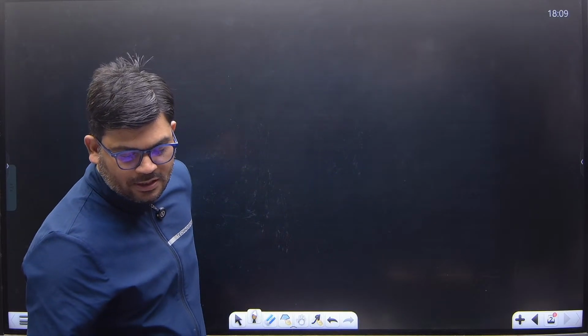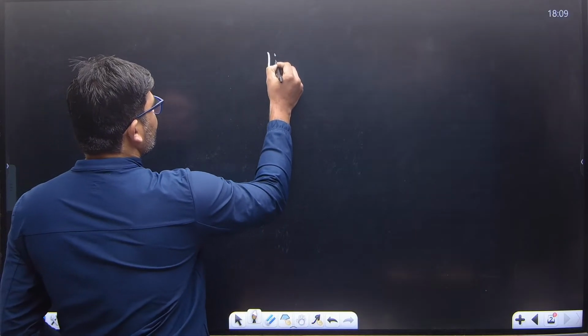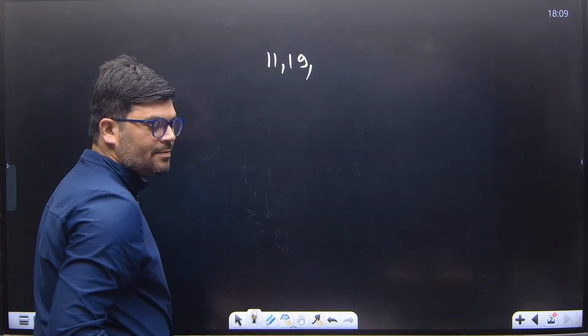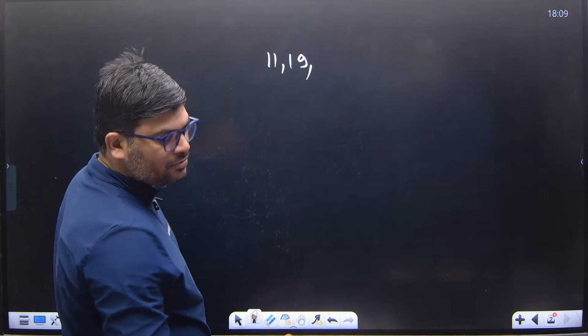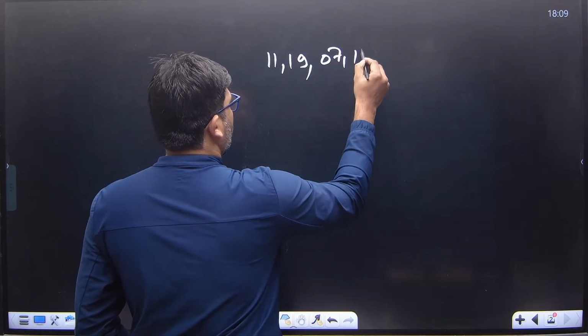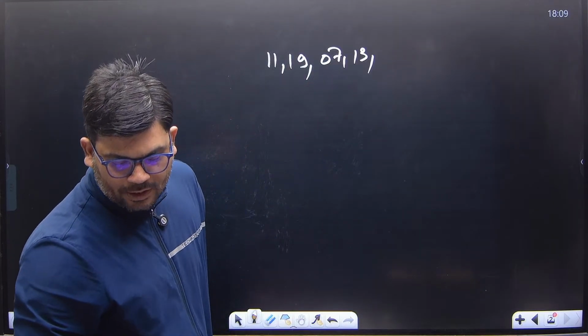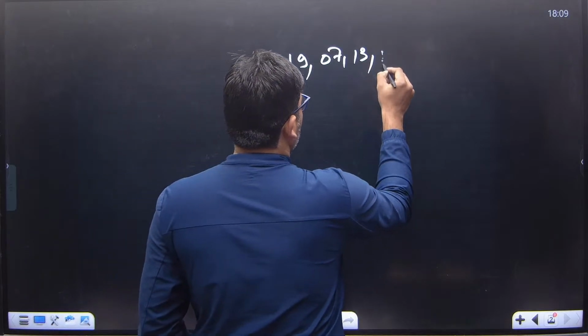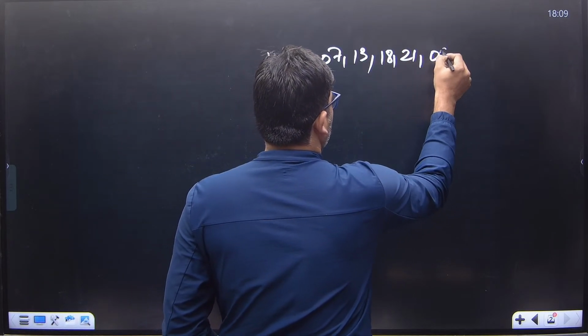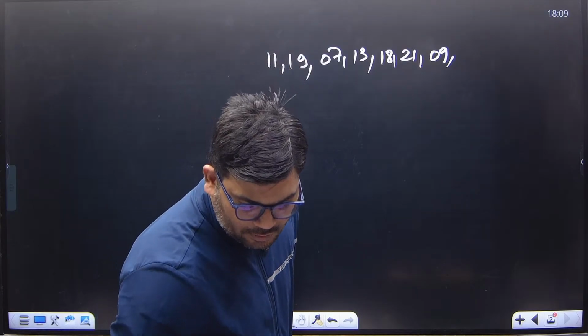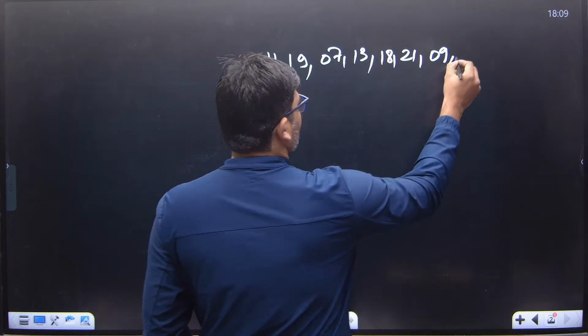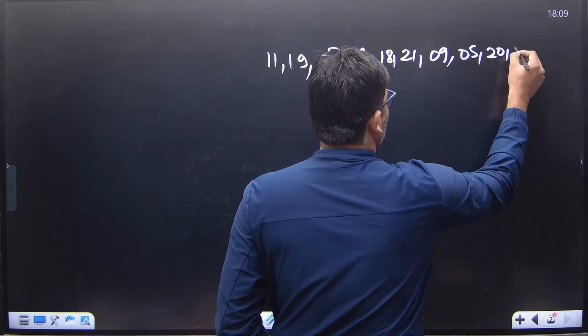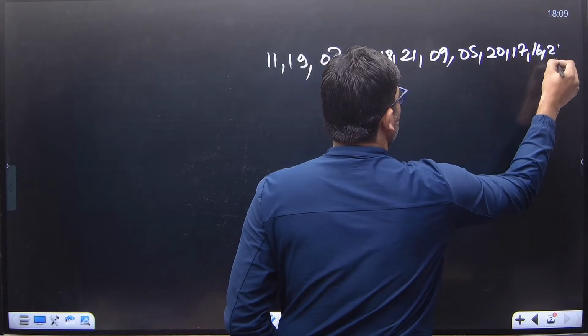So let me show you that as well. First we are doing very simple examples. The marks obtained by 12 students in a monthly test are, so this kind of questions comes in your MCQ: 11, 19, 7, 13, 18, 21, 9, 5, 20, 17, 16, 21. These are the marks obtained by 12 students.